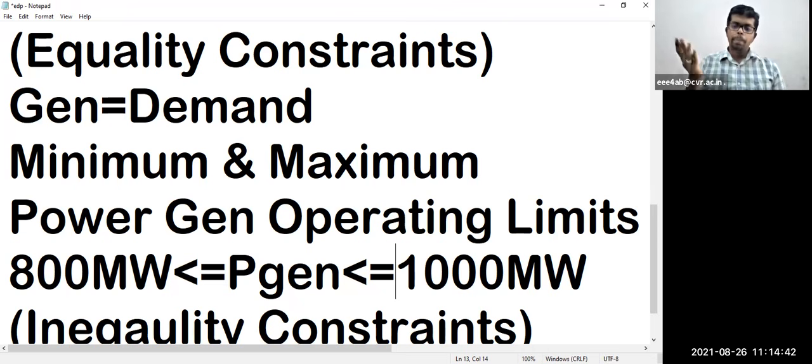In the nameplate they give the maximum you can generate, up to 1030 megawatt. If you are running the generator beyond 1050 megawatt, say beyond 1000 megawatt, then you are not a very good engineer.